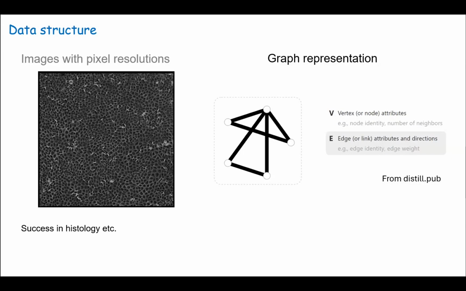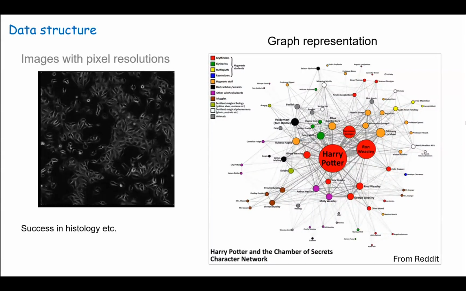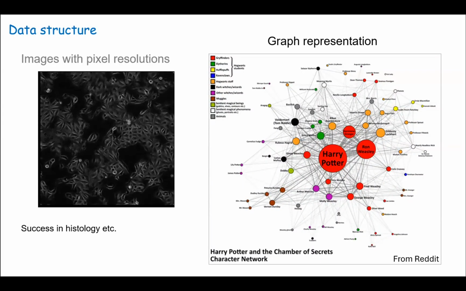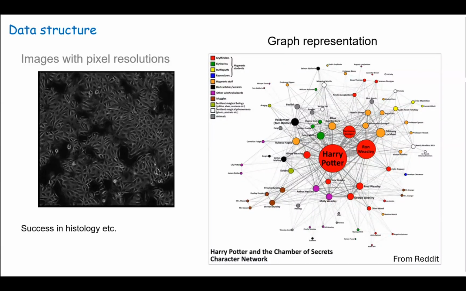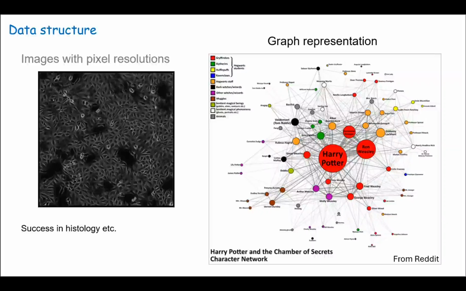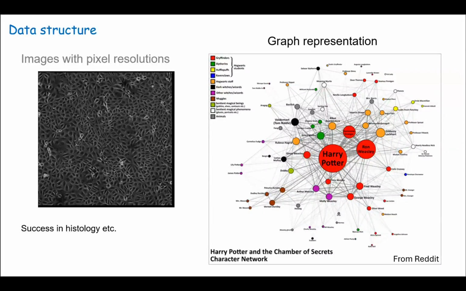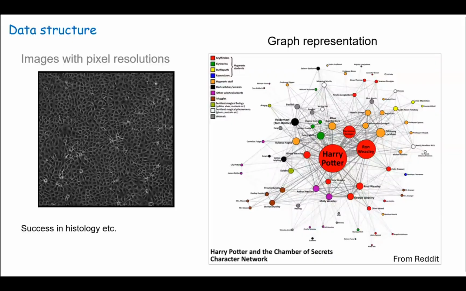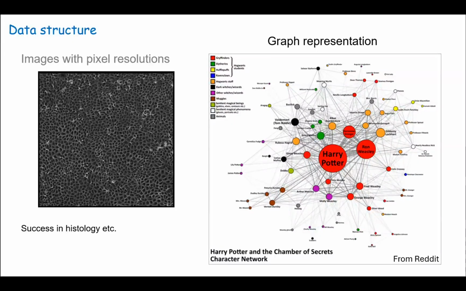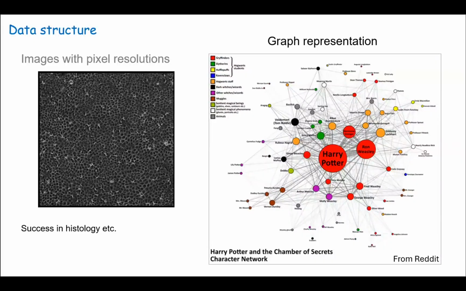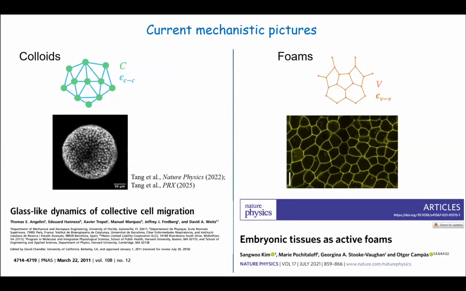So you probably don't need more introduction to the graph neural network. But just for fun, I want to show you here a graph representation of the Harry Potter Chamber of Secrets, where each character has their features on the node, and different interactions are on the edges, right? So it's a pretty natural way to think about a very chaotic, complex dynamic system composed of individuals.